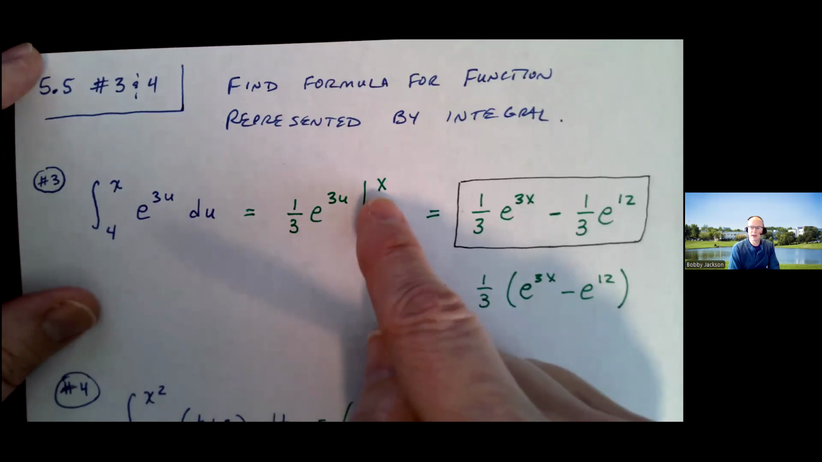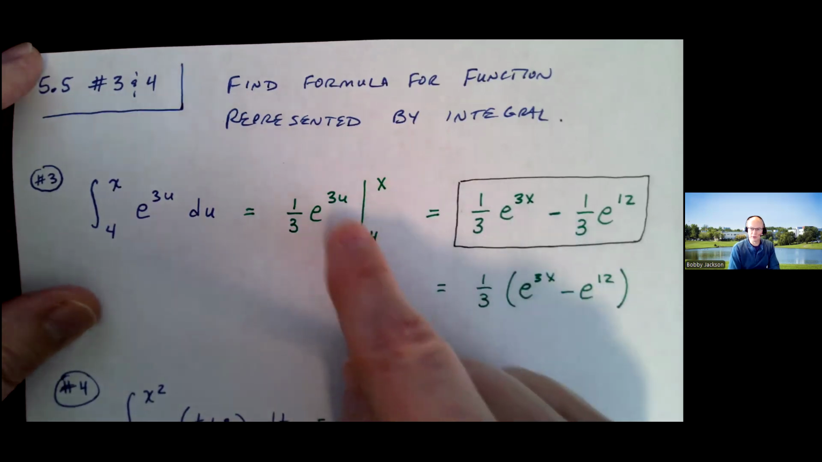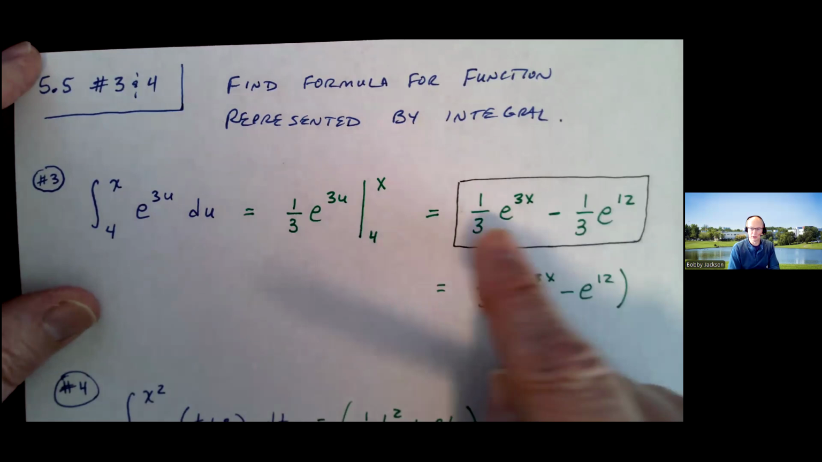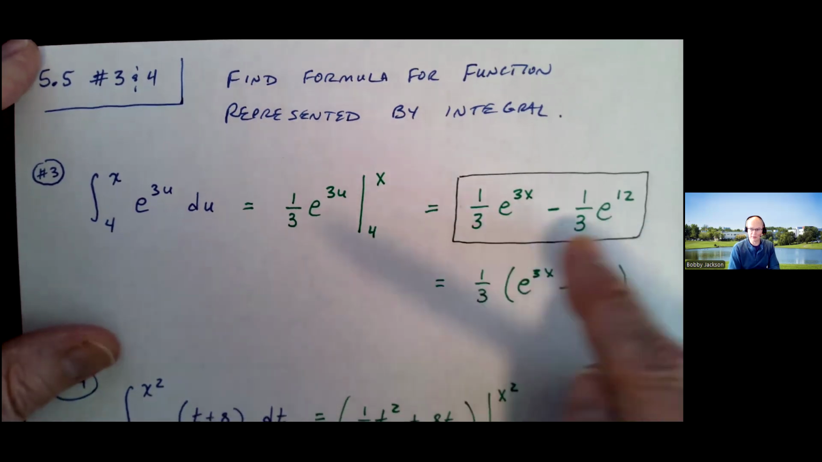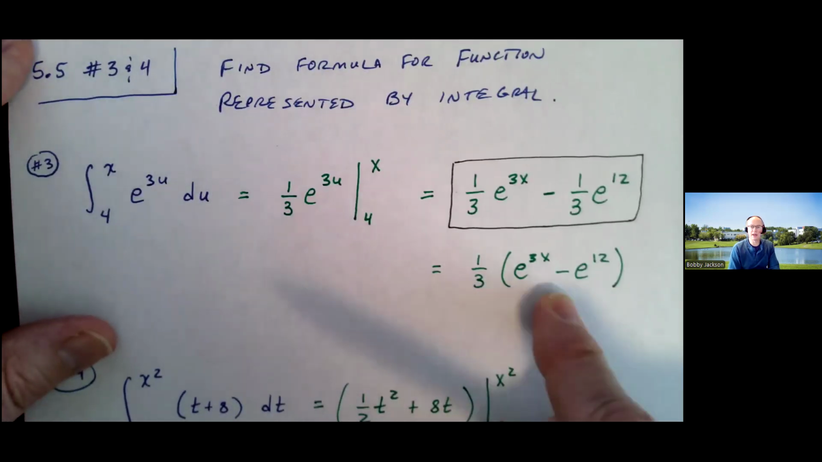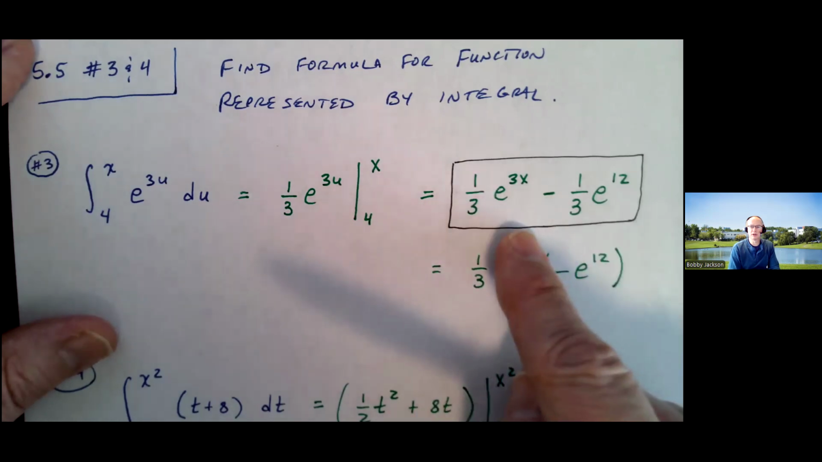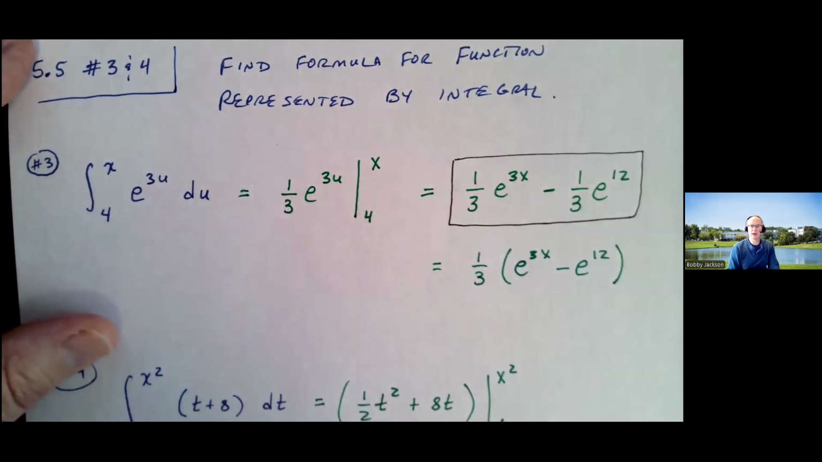I'm going to evaluate it at x, replacing u with x, and at 4, 3 times 4 is 12, and I'm done. There it is. I mean, if you wanted to factor out the 1/3, you could write it that way, I guess. This is what they have in Achieve. A piece of cake on that one.